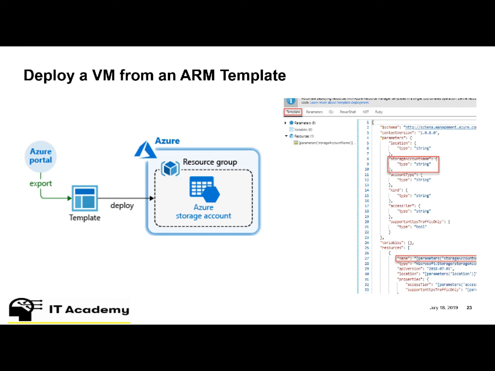If you look over here at the screenshot of an ARM template, what you'll see is we have this idea of parameters. So for example, here we have a location parameter, a storage account parameter, an account type parameter. These are all things that Azure needs an answer for. These questions need to be answered for Azure to be able to provision this resource.